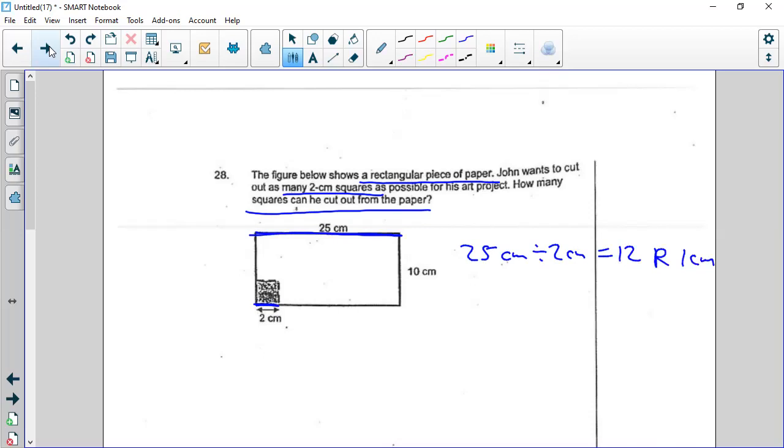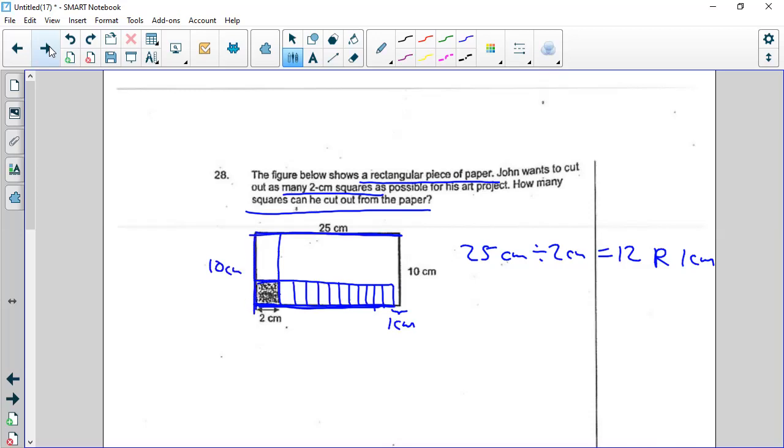What does that mean? It means that you can cut 12 squares until here. So you have 1, 2, 3, 4, 5, 6, 7, 8, 9, 10, 11, 12, something like that, okay? So you have 12 squares. And then there is a leftover empty space, which is not enough to cut another square. So that 1 cm is not enough to cut another square. Then how about this side? How about this side here? How many squares can you cut along the breadth?